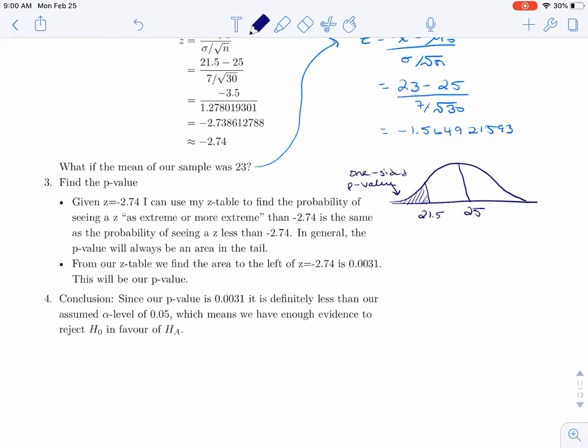The p-value is the probability, so the area under the curve, the probability of something as extreme or more extreme than what you saw in your sample. So all we have to do now is say, okay, we have a z of negative 2.74. We can use our z table to find the area to the left. Of course, if we had to find the area up above here, you'd have to use that 1 minus trick. No big deal. We're kind of well versed in that now.